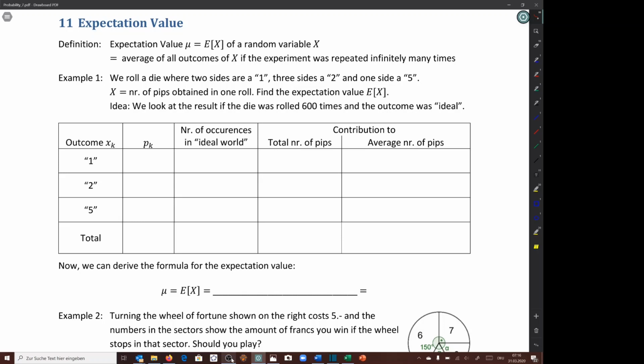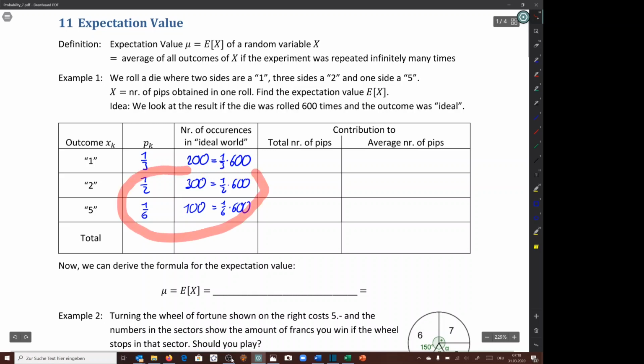Well, let us reduce infinity to 600 and let us assume an ideal world. The probability of the outcome 1 is 1/3, and in an ideal world, of the 600 times it will be exactly 1/3 times 600, this means it will occur 200 times. So we can fill in the rest of these columns, and we get these numbers here.